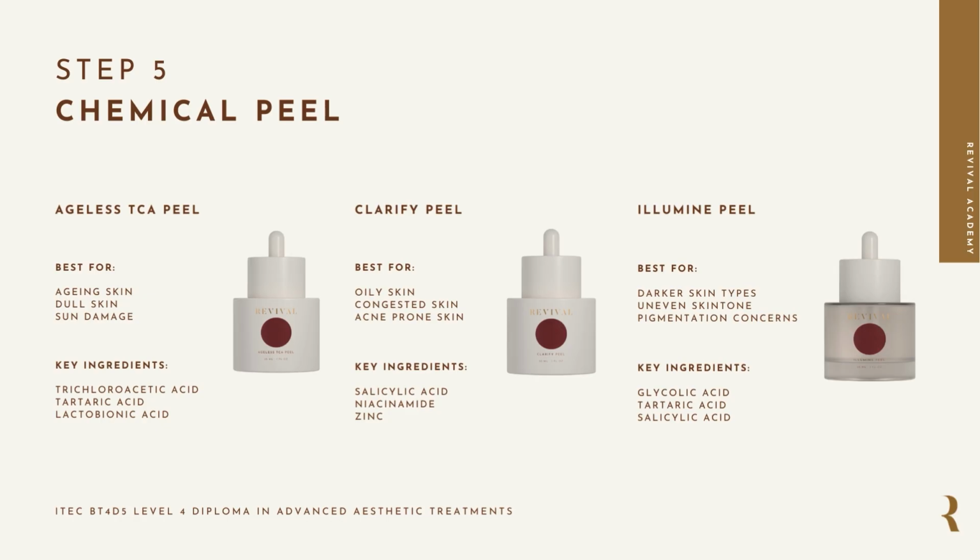Now for the chemical peel, you have a choice of 3 different peels which have all been formulated to treat specific skin concerns. Now for example, you have the Ageless TCA peel, which is for dry, dull, aging and sun damaged skin. Then you have the Clarified peel, that's for the oilier, congested and acne prone, blemish prone skin types. And then the Illumine peel, that's for darker skin tones and hyperpigmentation concerns. For this client, we chose to go with the Ageless TCA peel as her skin is quite dull with visible sun damage, also quite dehydrated as well.